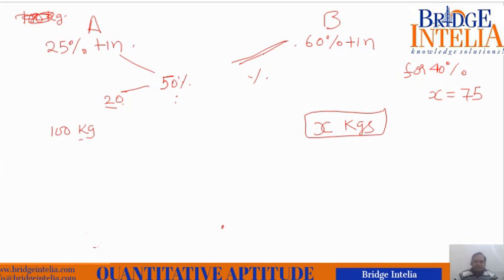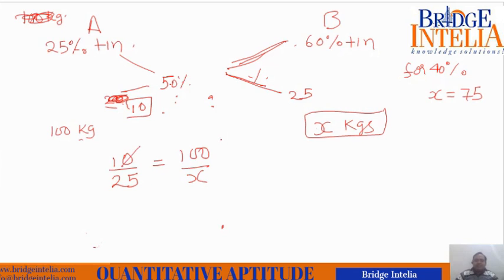So now let's use the crisscross method. So difference between 25 and 50, this is 25. Difference between 50 and 60, this is 10. So this is the ratio. Ratio of 10 by 25 should be exactly equal to 100 by x. So x comes out to be 250. So the other extreme for reaching this boundary condition, x comes out to be 250.